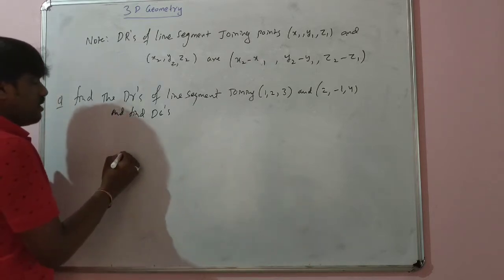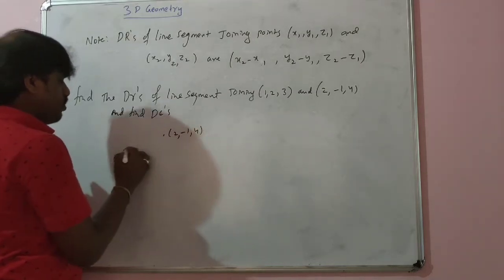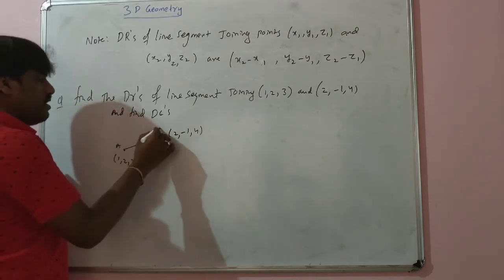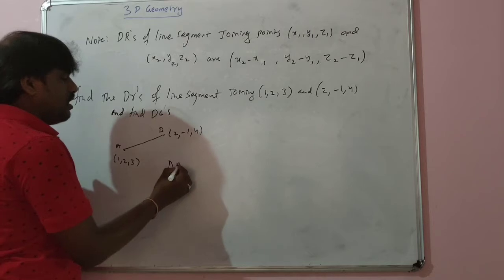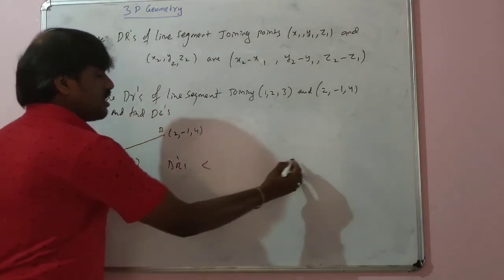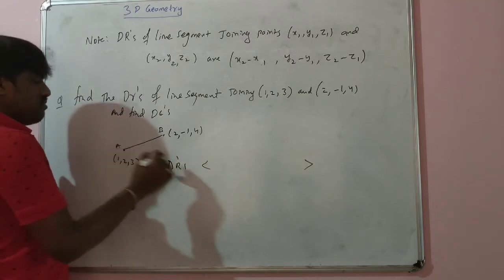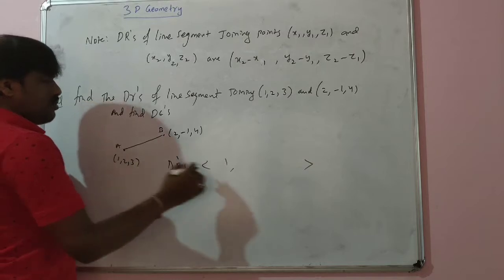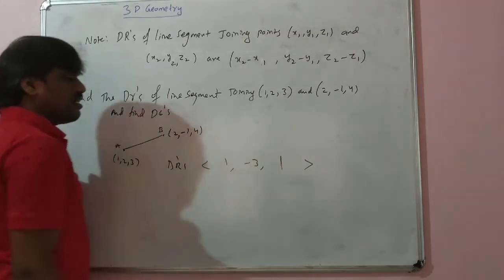One point is 1, 2, 3, and another point is 2, minus 1, 4. To make it easy, I am using AB here. So AB is a vector. Direction ratios will be x2 minus x1, 2 minus 1, that is 1, and minus 1 minus 2, that is minus 3, and 4 minus 3, that is 1. These are the direction ratios.